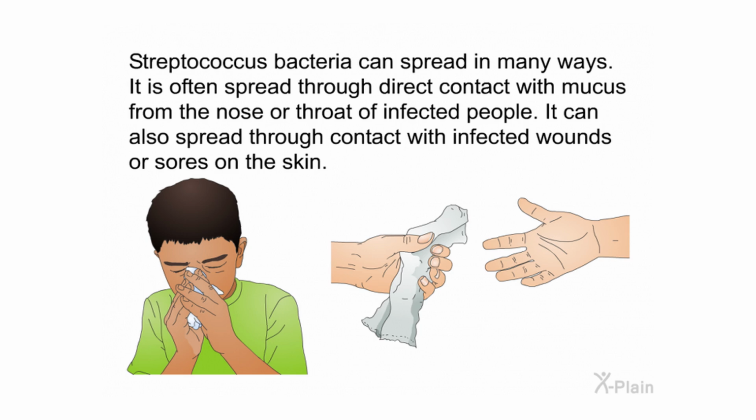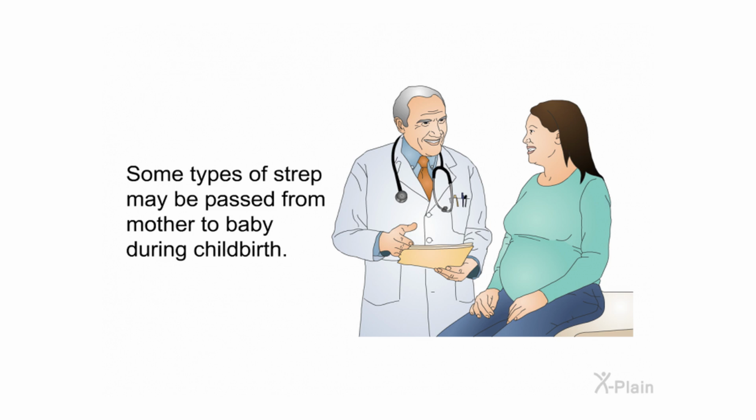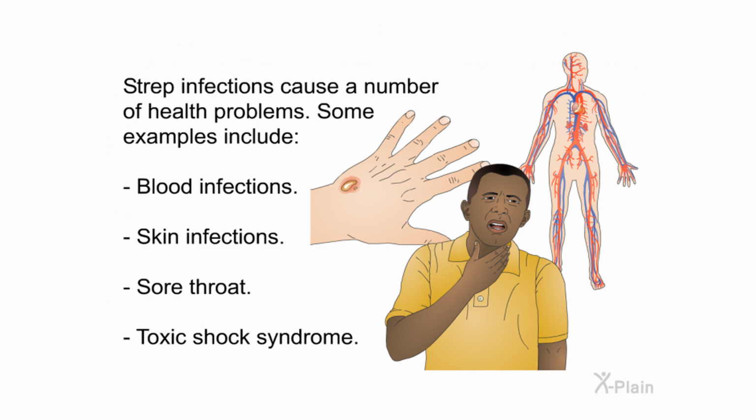Streptococcus bacteria can spread in many ways. It is often spread through direct contact with mucus from the nose or throat of infected people. It can also spread through contact with infected wounds or sores on the skin. Some types of strep may be passed from mother to baby during childbirth. Strep infections cause a number of health problems. Some examples include blood infections, skin infections, sore throat, toxic shock syndrome.